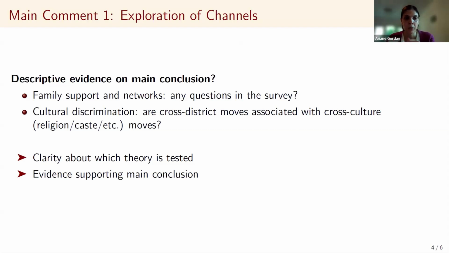And also coming back to the distance of the districts. I was wondering, you say that this might also be a potential reason that there's cultural discrimination, which is even the case in cross-district moves. But I would also like to see some evidence if there's any data on this, just for a reader that is not so familiar with the context. I think that would be very interesting.